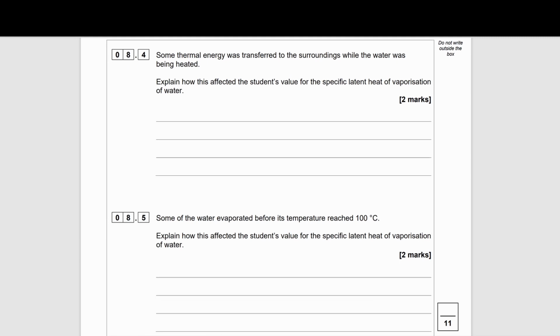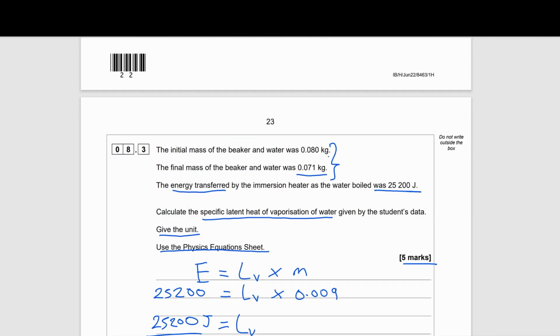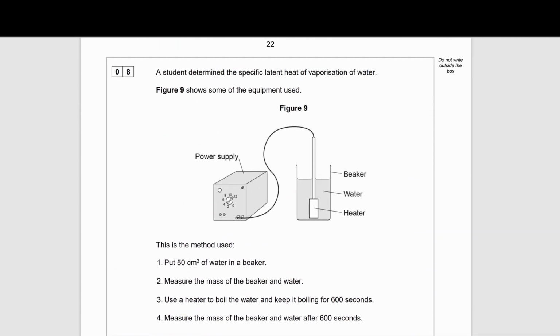8.4. Some thermal energy was transferred to the surroundings while the water was being heated. Explain how this affected the student's value for the specific latent heat of vaporization of water. 2 marks. So it's saying that energy was transferred to the surroundings. Let's go back to the setup and then let's see if that makes sense. So some energy during this heating process was transferred to the surroundings.